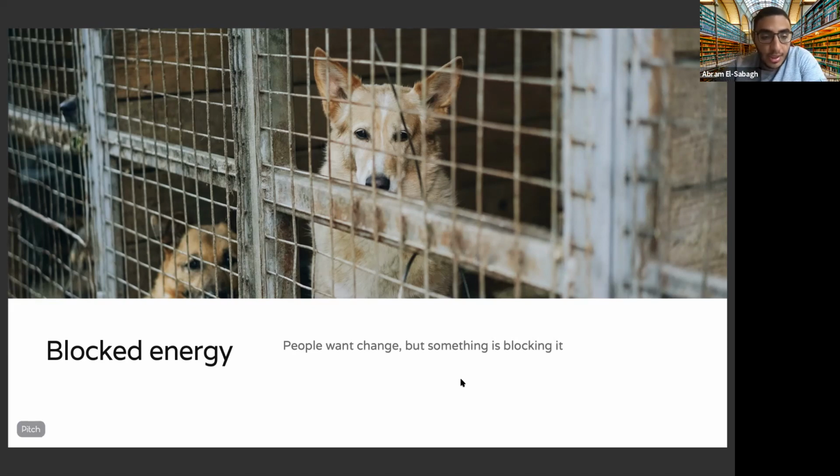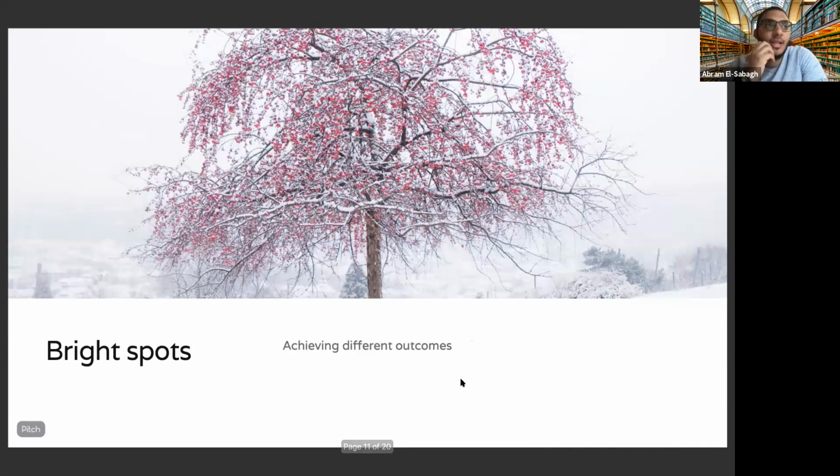So that's blocked energy. Bright spots are basically where you want to understand where we see people doing things differently, right? Say, for example, if you're looking at the system of homelessness, or food waste, you might ask, okay, where do we see restaurants doing really well in terms of food waste? You know, they have barely any food waste. And why is that? Right. And you want to explore how organizations, or how the system, is operating differently or achieving different outcomes in that specific area.